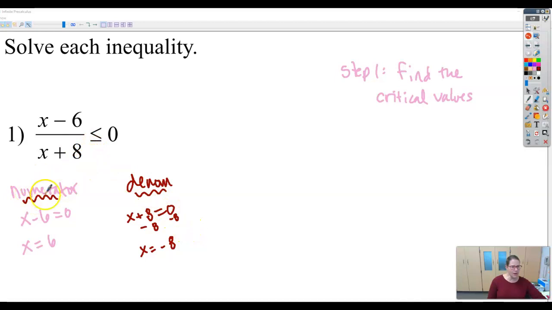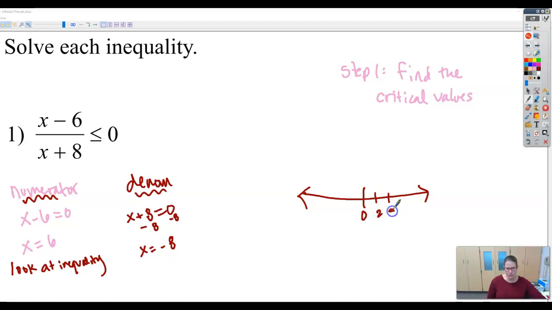Now, for the numerator, I'm going to look at the inequality to find whether I circle it with a filled in circle or with an open circle. Now on the number line, I'm going to do 2, 4, 6, 8, and then negative 2, negative 4, negative 6, negative 8. When I circle 6, to determine whether to fill it in, I'm going to look at my inequality. That one says or equal to, so I will fill that one in.